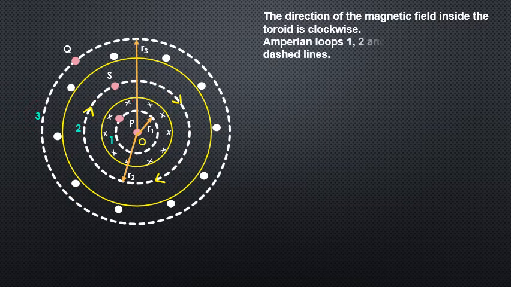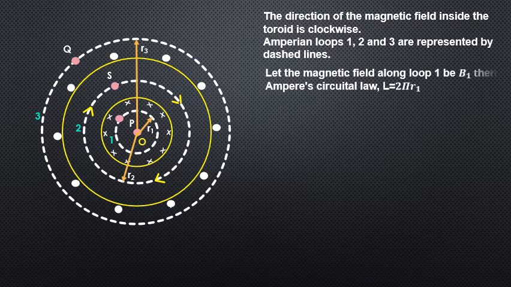Now, as I already explained to you about the Amperian loops, first we find the magnetic field along loop 1, that is the innermost Amperian loop of radius R1. Suppose the magnetic field along Amperian loop 1 is B1, then its length is the perimeter of our circular loop, which is 2 pi r, and since its radius is r1, it will be 2 pi r1. Very easy. We will be using this length in Ampere's circuital law.